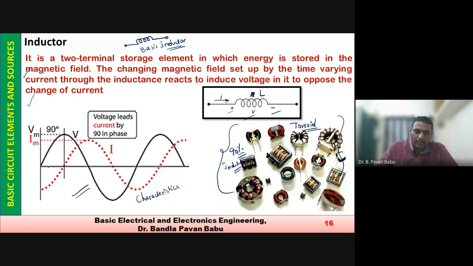Soon after I apply voltage across this inductor, let us consider it as an AC supply. I'll give you information about the AC supply in later classes. Let's just consider that an AC supply is given to this inductor. After 90 degrees, the current starts flowing through this inductor. That is the nature of this basic inductor. Immediately the current will not start; it takes a certain time to start allowing the flow of current.